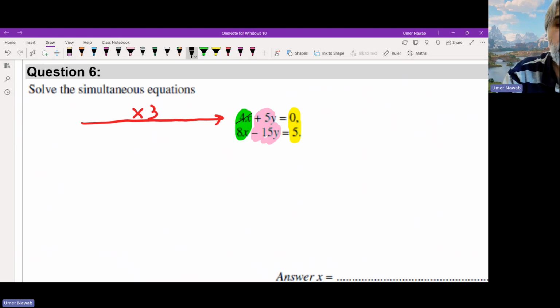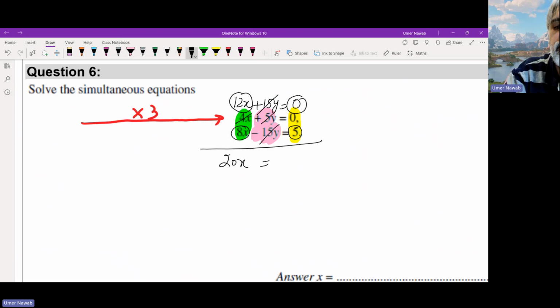So 4x, when it multiplies with 3, gives you 12x. 5y becomes 15y. 3 times 0 is 0. I'm ready to cancel. Plus 15y minus 15y cancelled. 12x plus 8x is 20x. 0 plus 5 is 5. So x is equals to 5 over 20. If you simplify it, or get the answer from a calculator, dividing by 5 will give you 1 over 4, or it is 0.25.